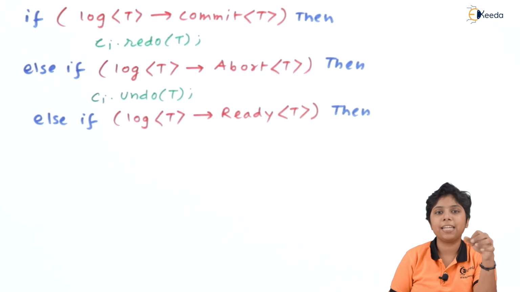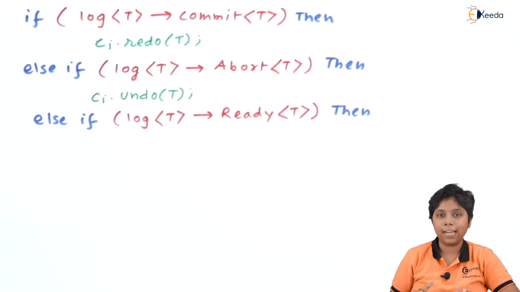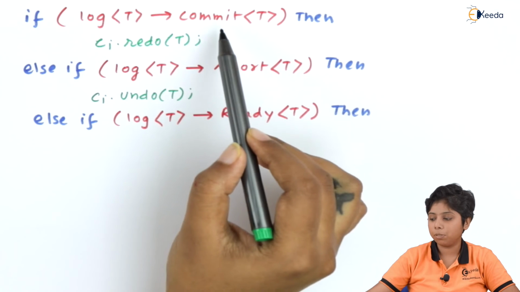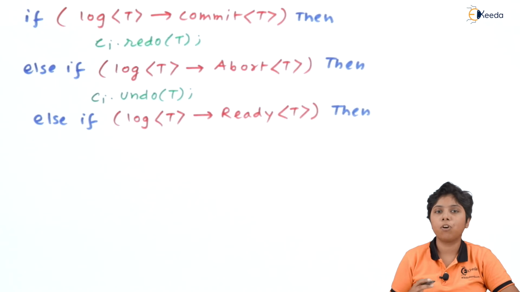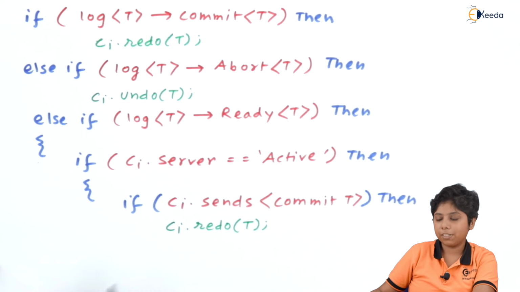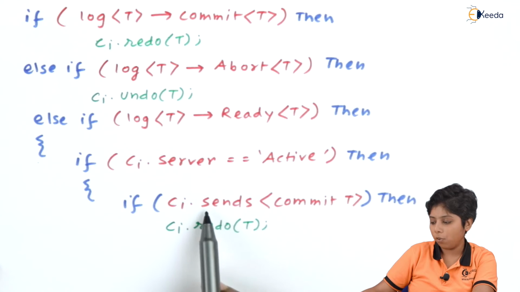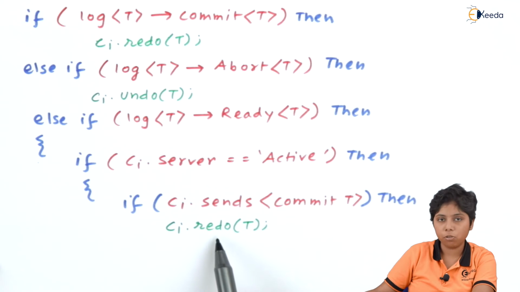Now if the coordinator site is up, that means the coordinator is now active. So what it can do, if the coordinator is active, then it can choose between commit and abort based on redo and undo. So if a ready T is received by the coordinator, then again we need to perform commit T and abort T to go for the redo and undo of that particular transaction. Now if the coordinator site is active and it is a commit, then we will redo, and if it is an abort, then we will undo.